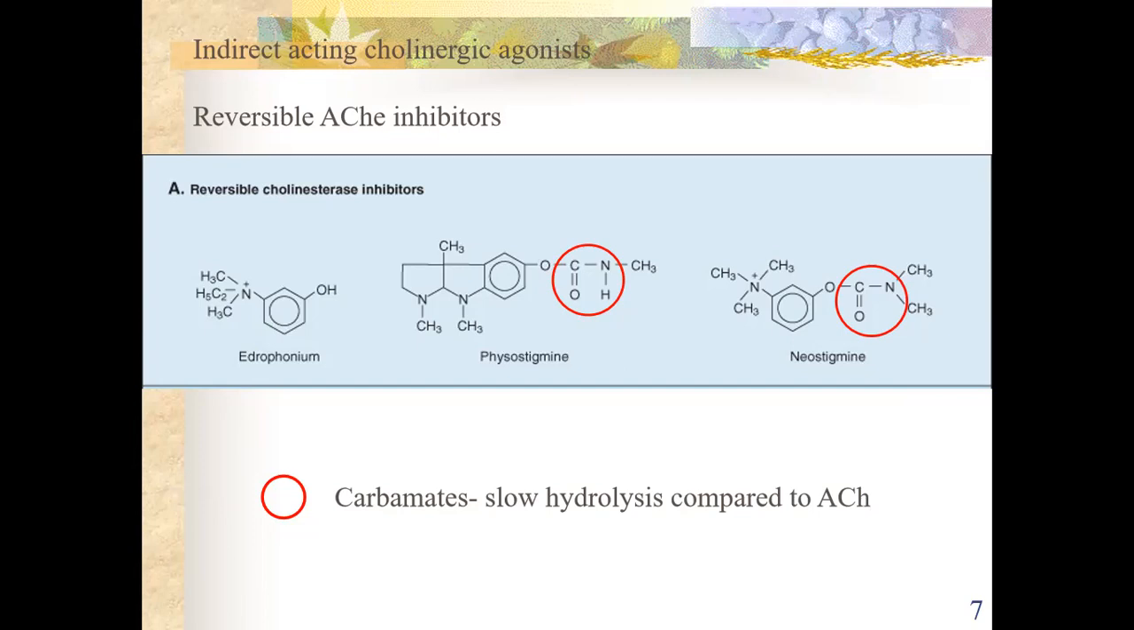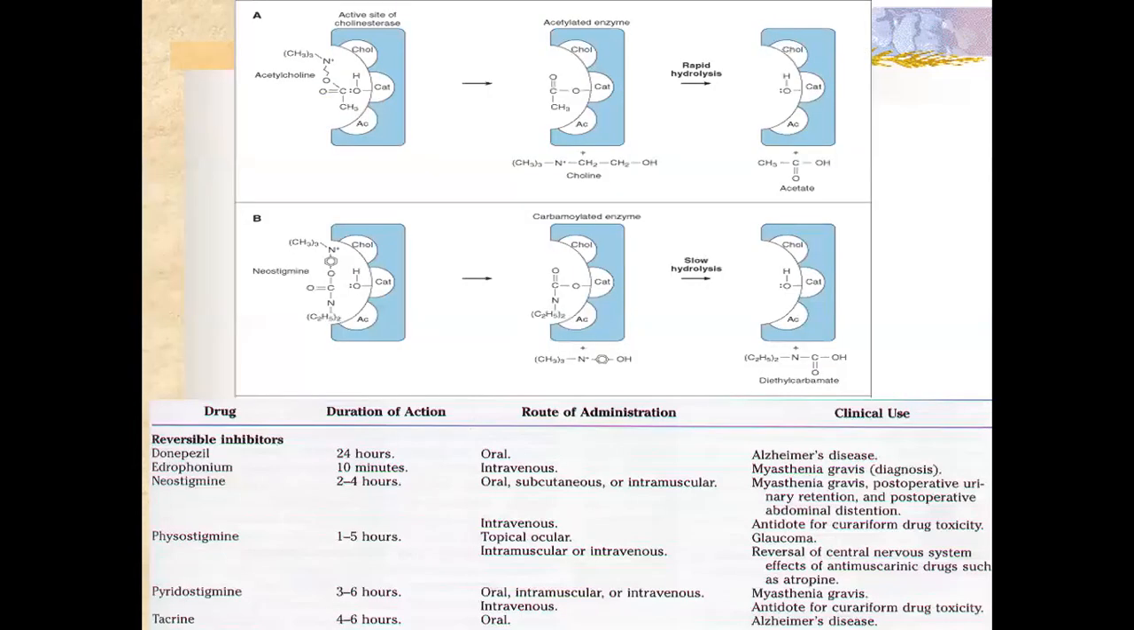Okay, now when you look at the various types of reversible anticholinesterases, for example, in this particular slide, donepezil has a duration of action of 24 hours, which can be given orally, and it is used in the treatment of Alzheimer's disease. You take edrophonium bromide, as I told you, it only acts by combining with the anionic site. It is not binding to the esteric site. Hence, the duration of action of edrophonium is 10 minutes, which is given intravenously.